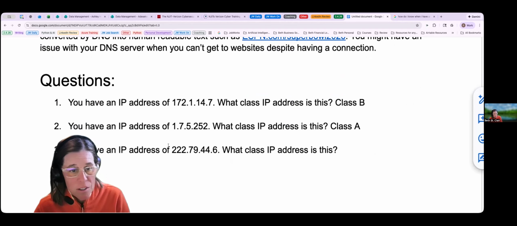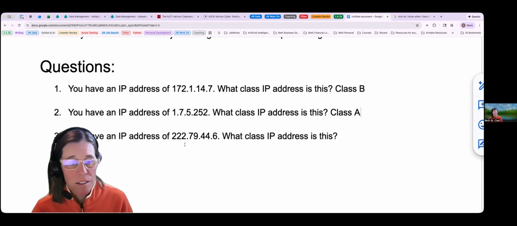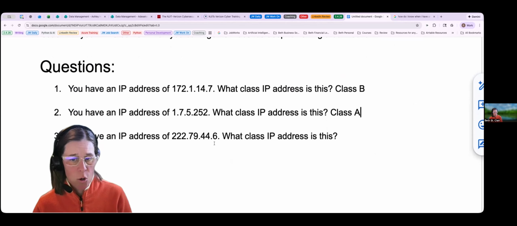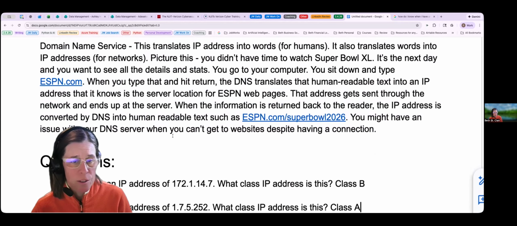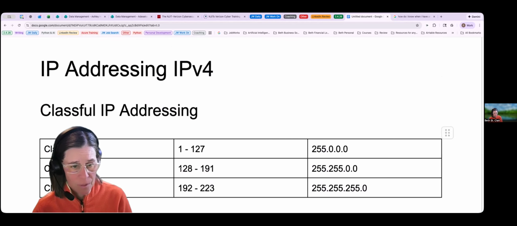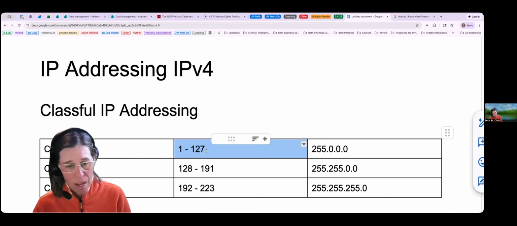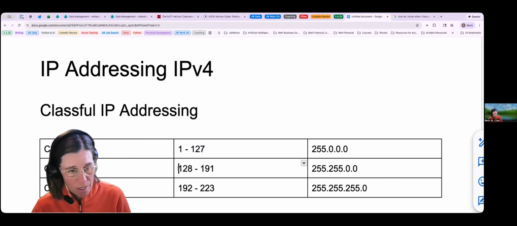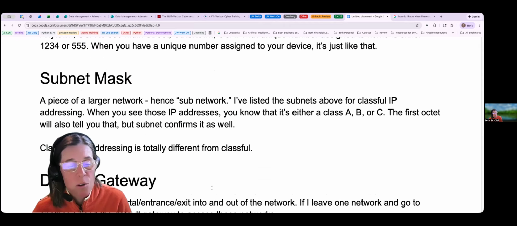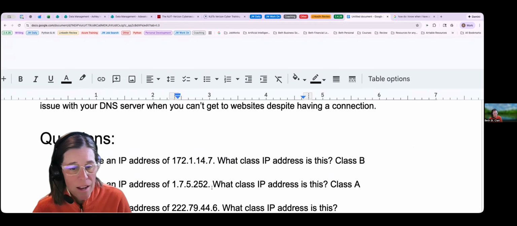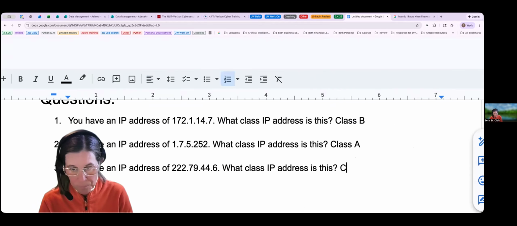Last one, if you have an IP address of 222.79.44.6, what class IP address is this? So 222 is our first octet. Now I've done this a couple times. I know 222 is greater than 127, so I don't need to ask myself all the questions. I know that 222 is greater than 191, so I don't need to worry about 128. I know 222 is less than 223. So this down here is a Class C IP address.